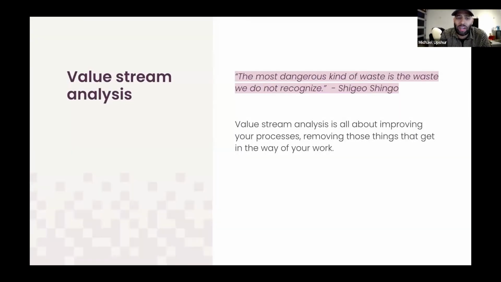The most dangerous kind of waste is the waste we do not recognize. That is a quote by Shigeo Shingo. Now, that's a terrific summary of everything there is to know about lean process improvement. It comes from Shigeo, who's actually the lead manufacturing consultant of Toyota. And if he's in that role, for sure, he's a person who knows something about process improvement. The value stream analysis is all about improving your processes, removing those things that get in the way of your work. Most of us call these non-value added steps.